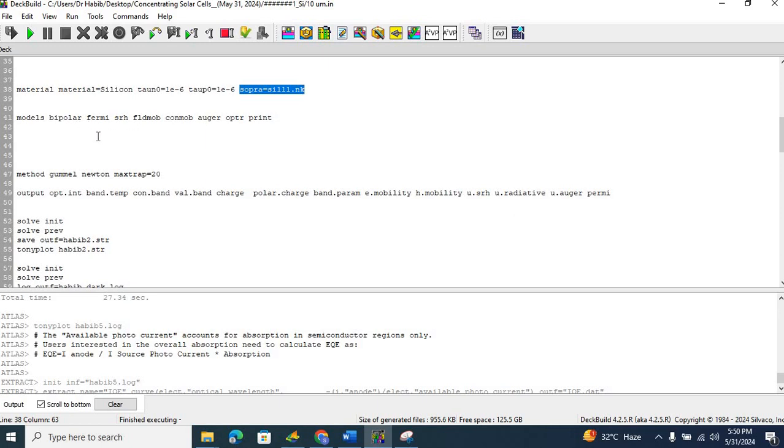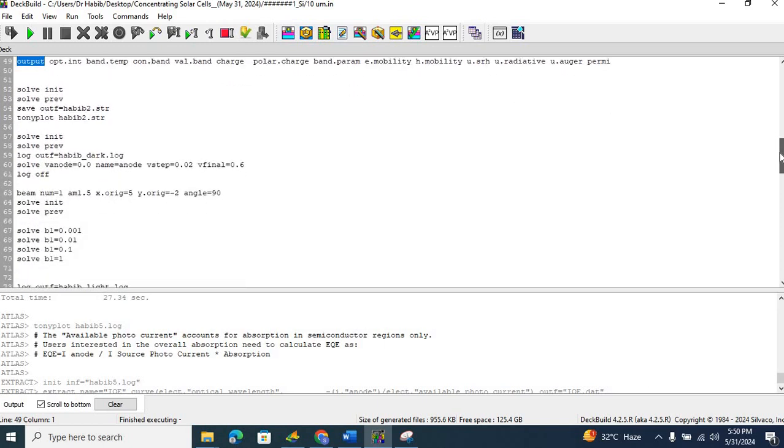Then I'm introducing some models. Then a method is required for calculating the solutions to semiconductor devices. Then I use the command of output to look at certain parameters, for example optical intensity, energy band diagrams, electrons, holes, mobility, and some other stuff. Then I want to save the structure here with this name, and then with this command we can plot the structure.